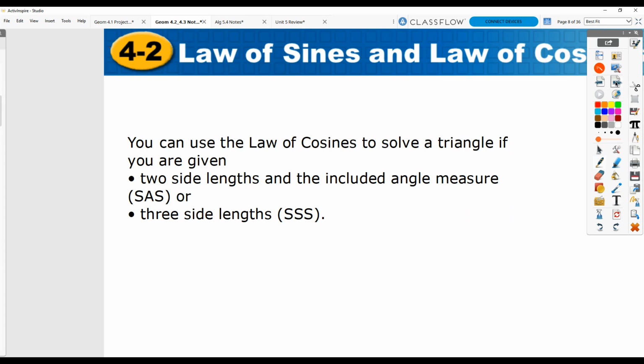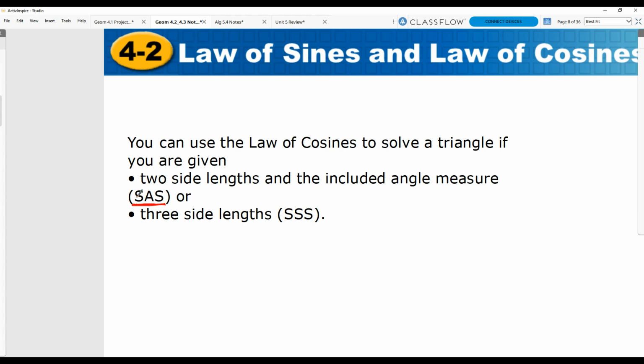We can use it when we know a side angle side. If we have information on a triangle and we have the side angle side, we can find a missing angle or side of this triangle, or we can use it when we know side, side, side. We'll put it into an example and it'll make a whole lot more sense.